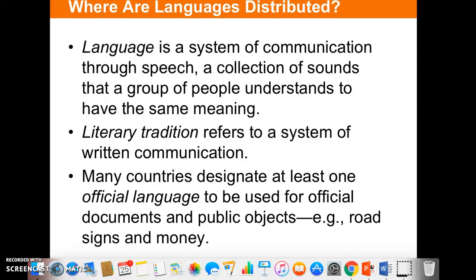Many countries have at least one official language to be used for official documents and public records, like road signs, money, job applications, immigration applications, tax forms, all of those things. The U.S. does not have an official language, but many states do.